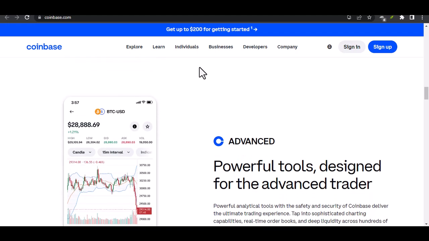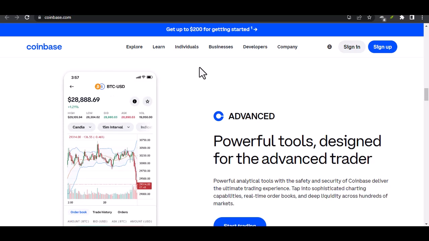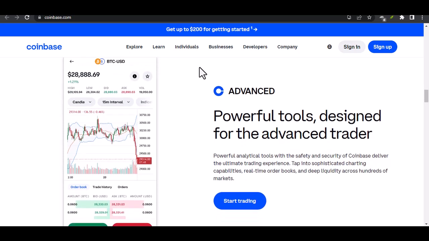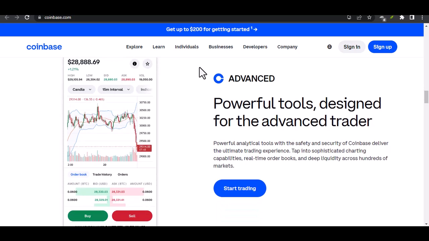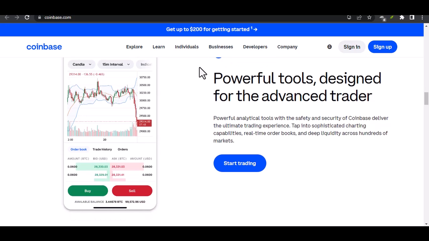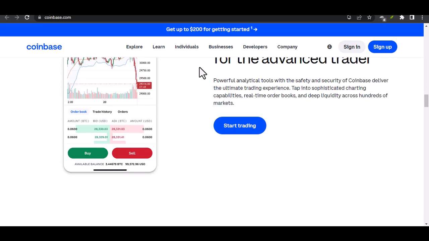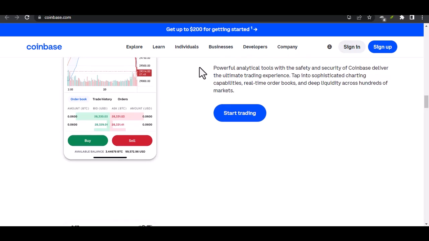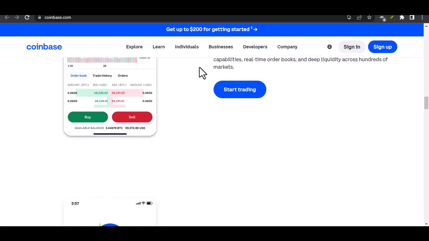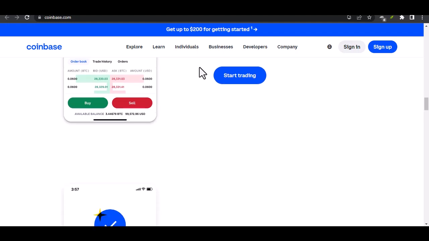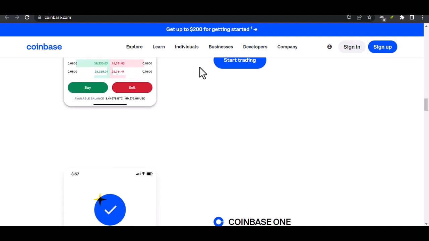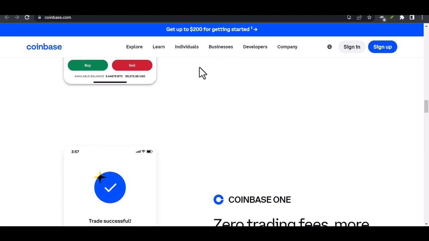Ethereum, another major cryptocurrency, often has a lower minimum deposit requirement compared to Bitcoin. This is because its value per coin is generally lower. Altcoins. The minimum deposit requirements for altcoins can vary widely. Some altcoins with smaller market caps might have lower minimums, while others with larger market caps might have higher requirements.